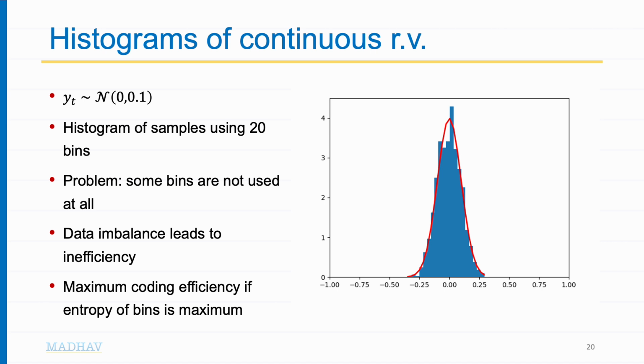So maximum coding efficiency is achieved if the entropy of bins is maximum, which means if all the bins are more or less filled, and ideally if all bins are filled with equal number of samples, then you will get the best coding efficiency. So how do we do it? Anybody has any idea? If I give you 1,000 samples and I ask you to make bins in such a way that all bins are filled equally, means divide your x-axis in such a way, it could be non-uniform, means non-equal intervals also, but make your intervals in such a way that all intervals are equally filled.